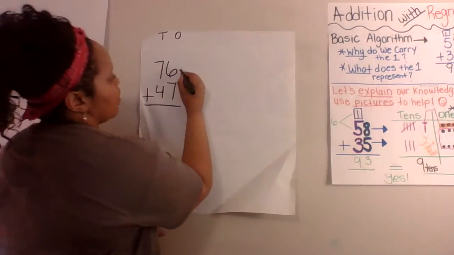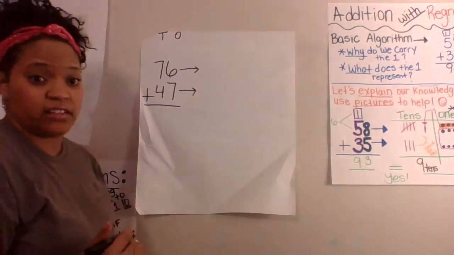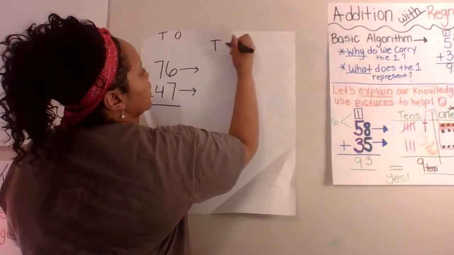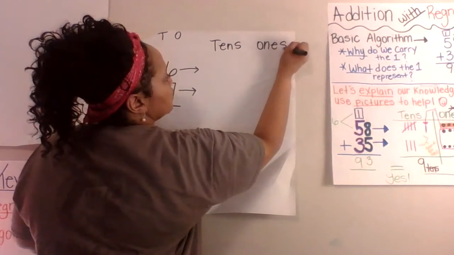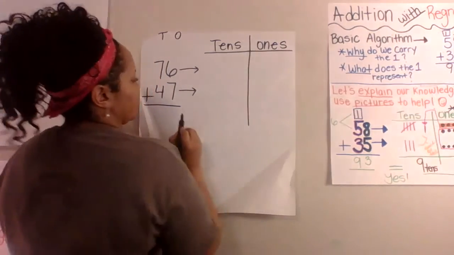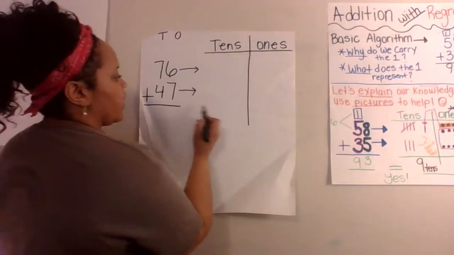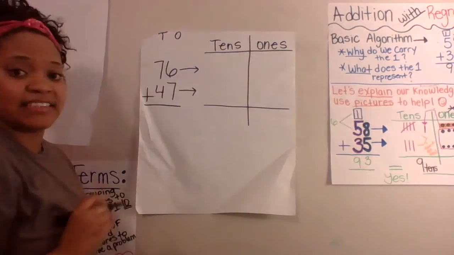Okay, so I'm going to draw my little cute arrows, and then I'm going to make a chart over here. Okay, I'm going to make a chart. Tens and my ones. Okay, boom. Just like that. Okay, so right here, I already know that I will be representing 76.